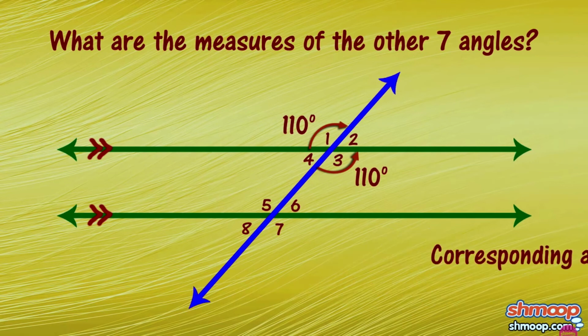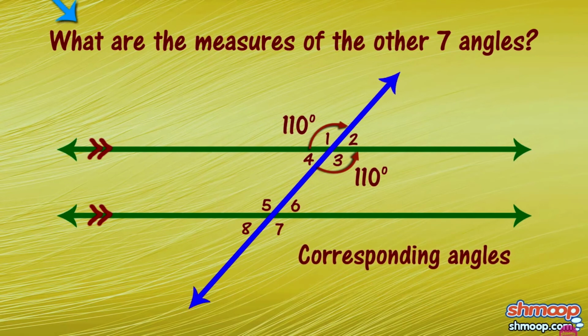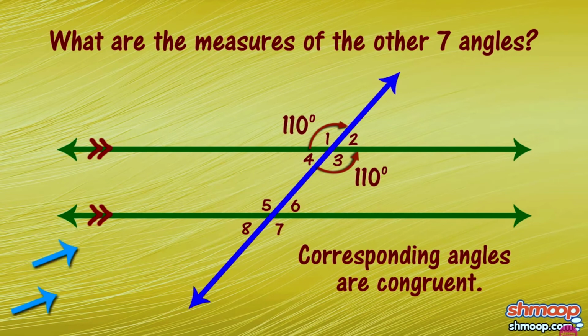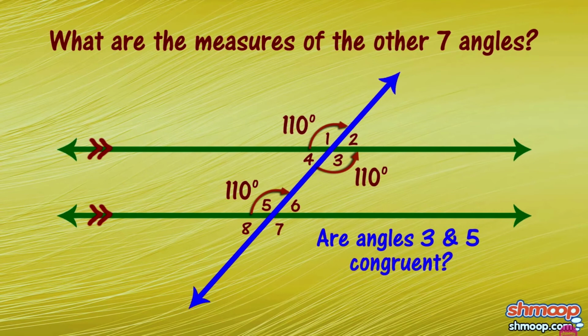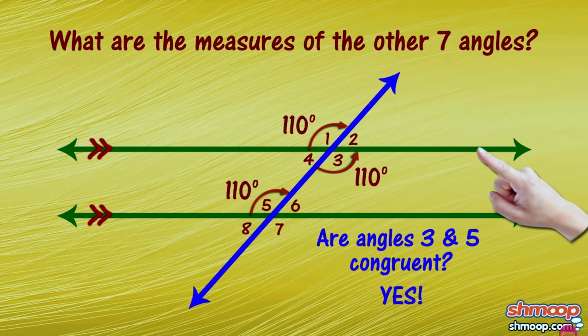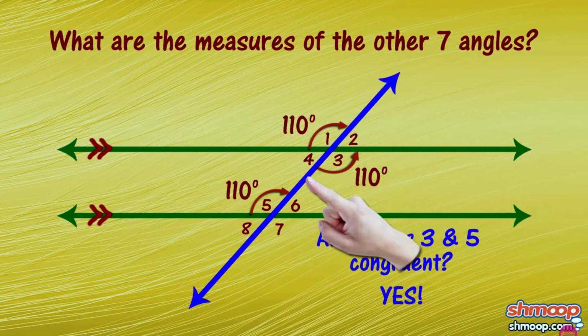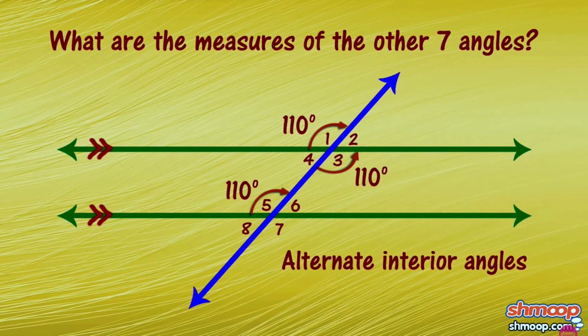It also helps to know that corresponding angles, or angles that are in the same position relative to the parallel lines and the transversal, are also congruent. In this case, the corresponding angle to angle 1 is angle 5. So angle 5 is also 110 degrees. Wait, so angles 3 and 5 are congruent too? Actually, yes. They're both on the interior between the two parallel lines and on alternate sides of the transversal. So we call them alternate interior angles. All alternate interior angles are congruent.